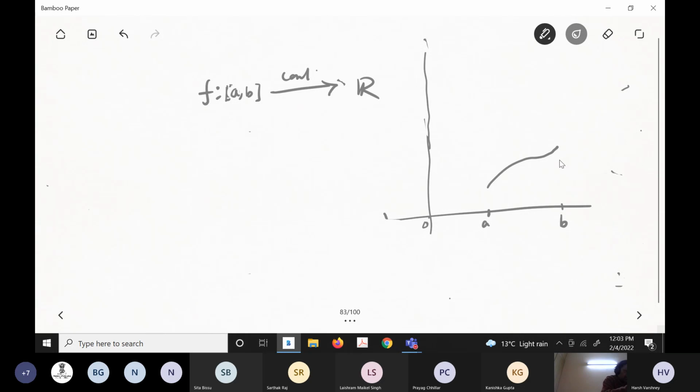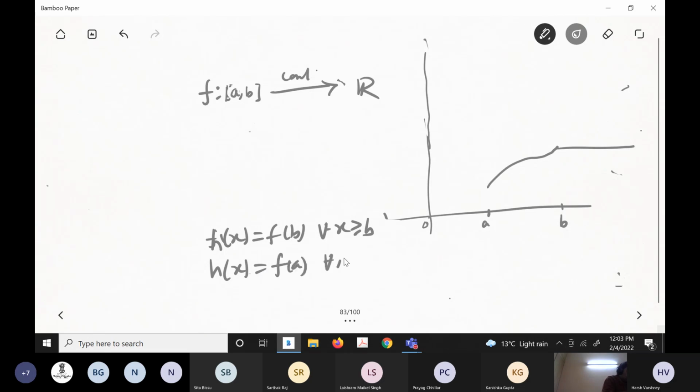Now look how usually you will think of extension. I can take h(x) equal to f(b) for all x greater than or equal to b, and h(x) equal to f(a) for all x less than or equal to a. This will be a continuous extension to the whole R. But it was closed. That is the thing. The extension problem is that you want to extend to a bigger set. Look here, this extension depends on what quality you have here. Suppose you are doing linear algebra.